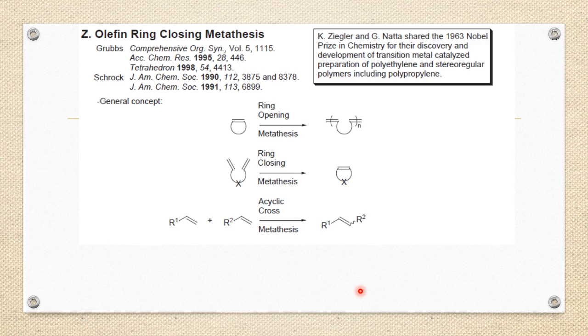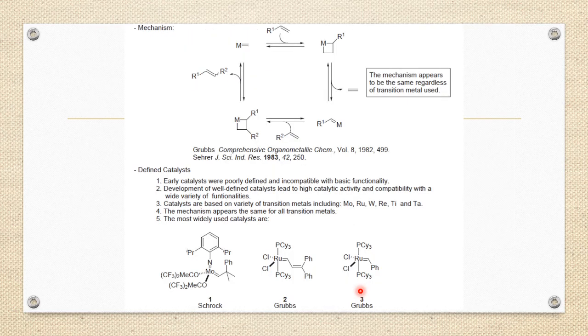Olefin ring closing metathesis, you also think about Ziegler and Natta. They discovered the transition metal catalyzed preparation of polyethylene and stereoregular polymers such as polypropylene. Early catalysts were poorly defined and incompatible with basic functionality. Catalysts can be based on molybdenum, ruthenium, tungsten, rhenium, titanium, and tantalum. So these are Grubbs and Schrock catalysts. Some of them you should remember, at least two of them.